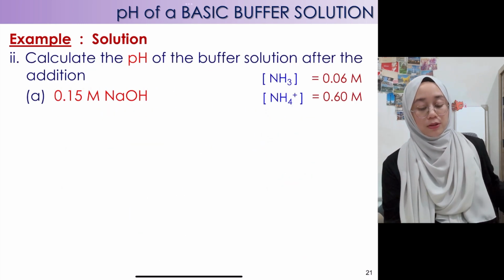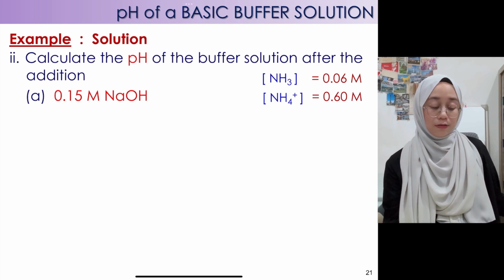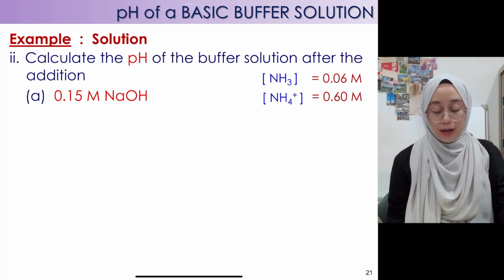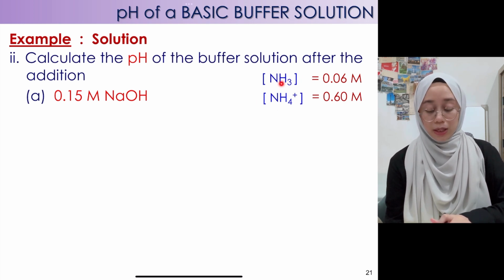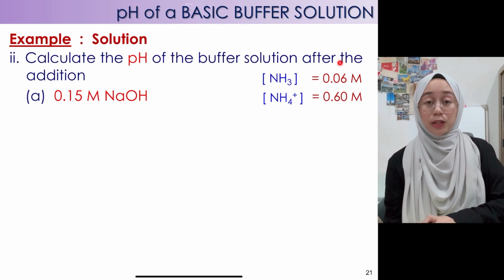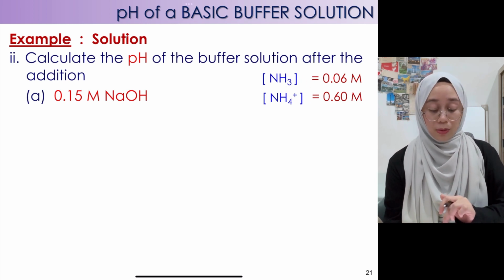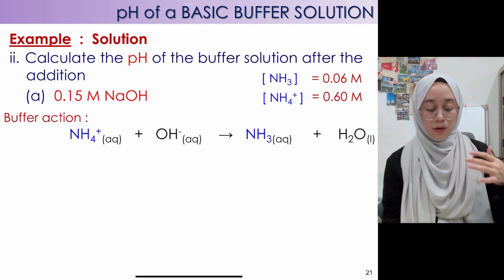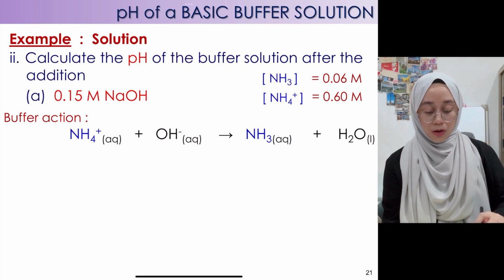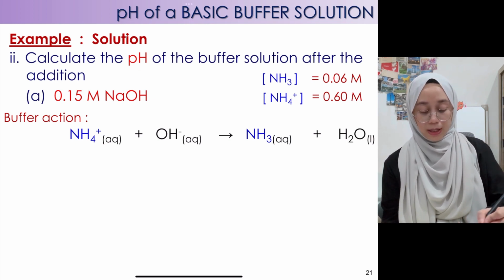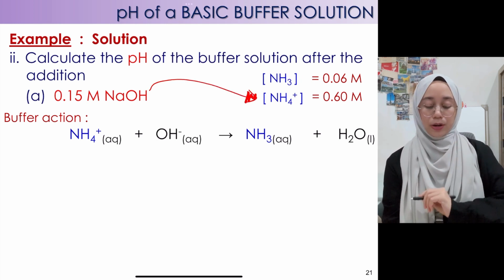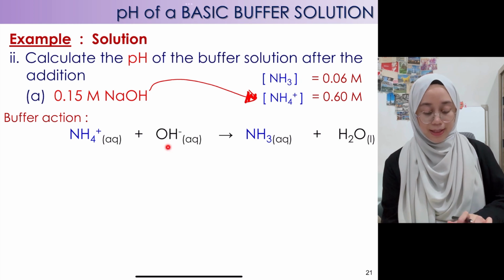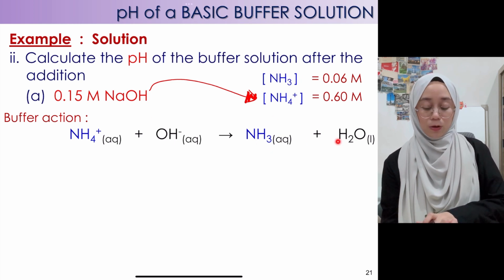Calculate the pH of the buffer solution after the addition of 0.15 molar of NaOH. So we know that initially, before we add the base to this buffer solution, this is the initial concentration of our salt and our weak base. Okay, so since we add a strong base, class, who will it react with? It will react with our conjugate acid. Okay, so NH4+ reacts with OH-, therefore we will get ammonia and also water.